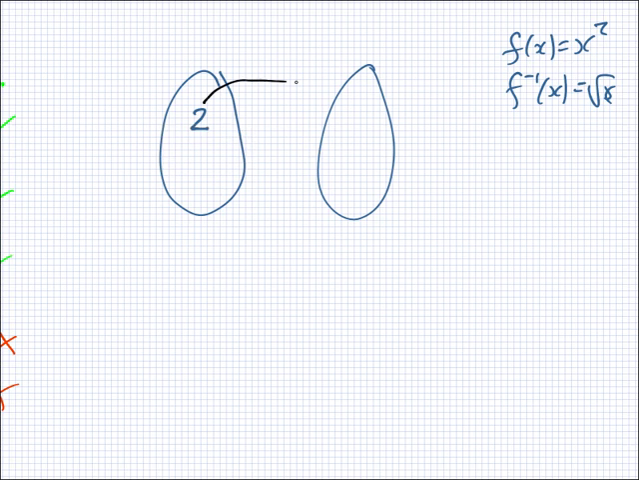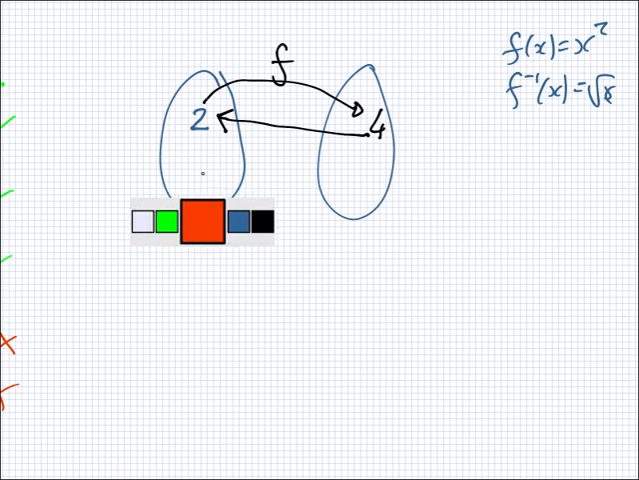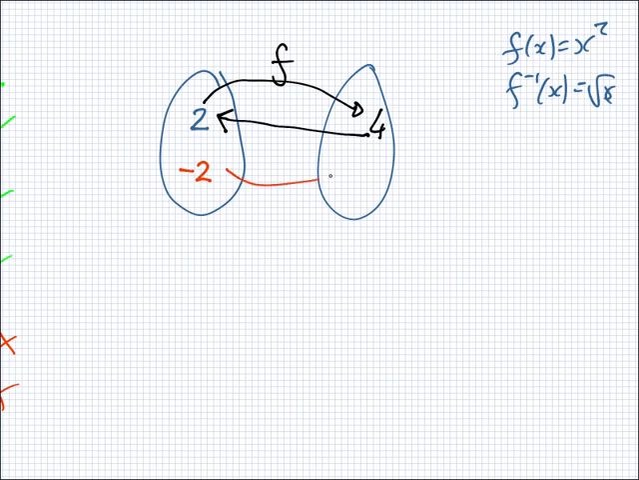Okay, so if I put in 2, what do I get if I apply f? 4. Okay, fine. And f inverse of 4? Just 2. A function can only have one answer. It can't have two answers, you see. So here's the problem. If I start with minus 2, I go to 4, but I go back to 2. So this is the problem.